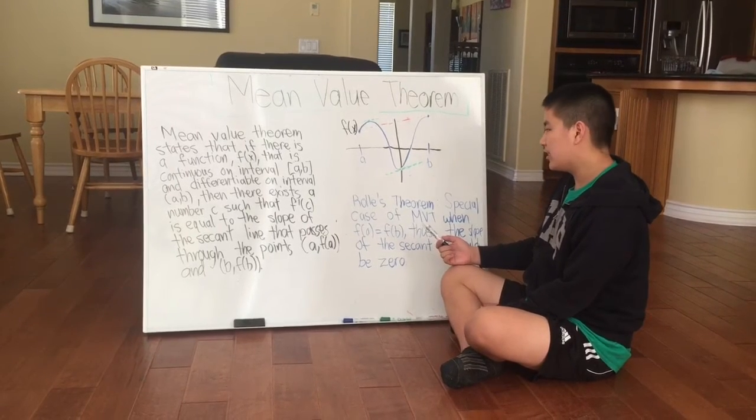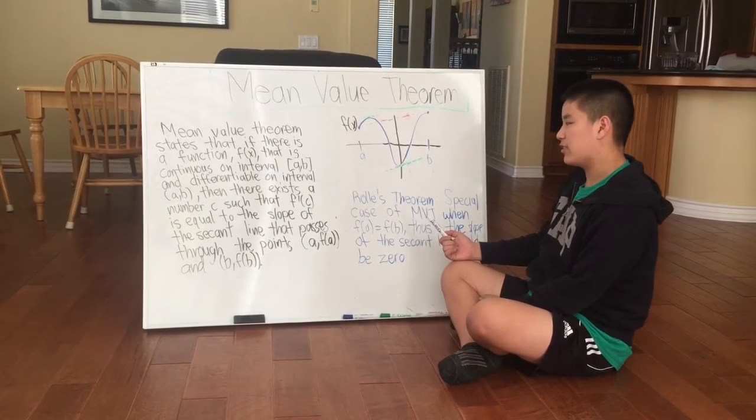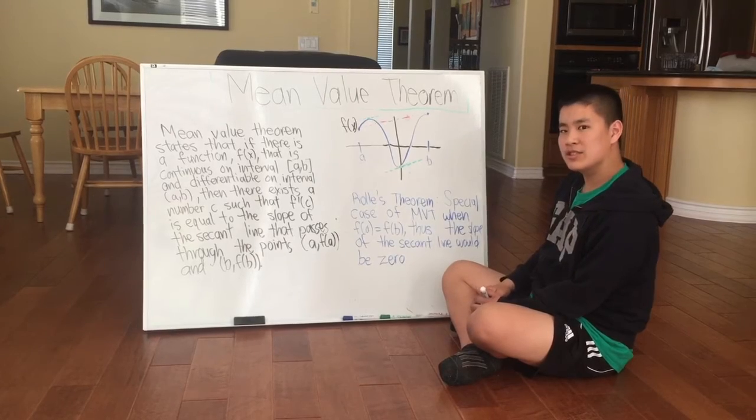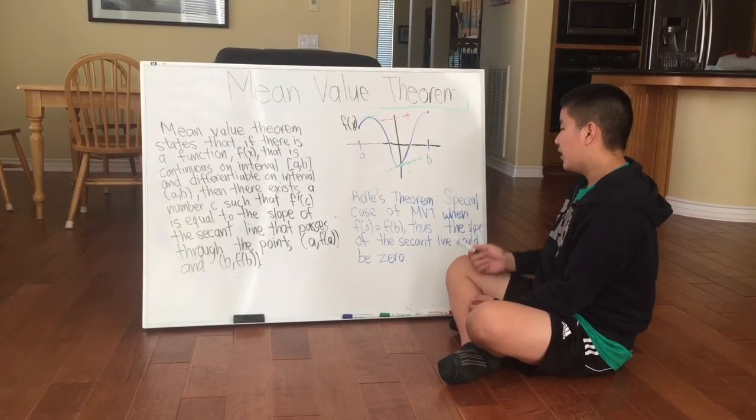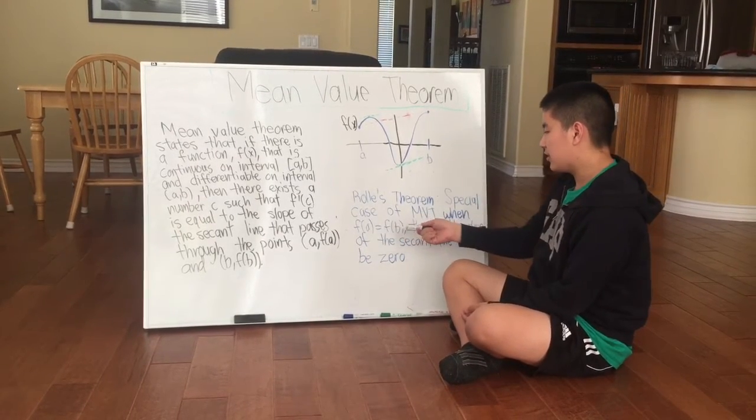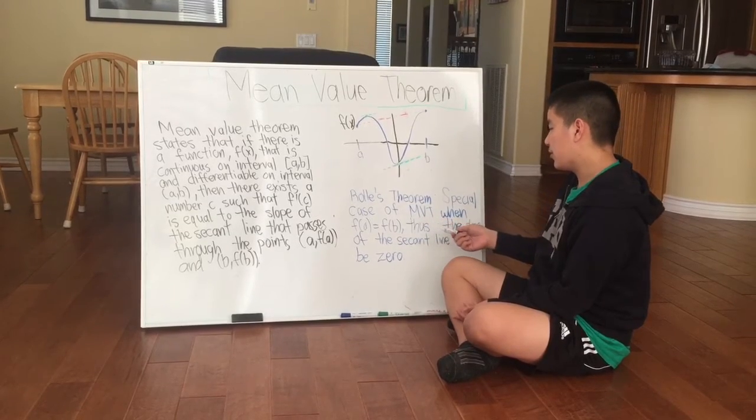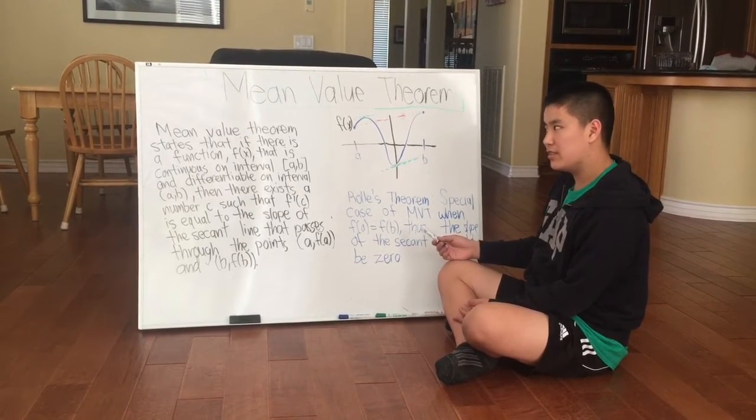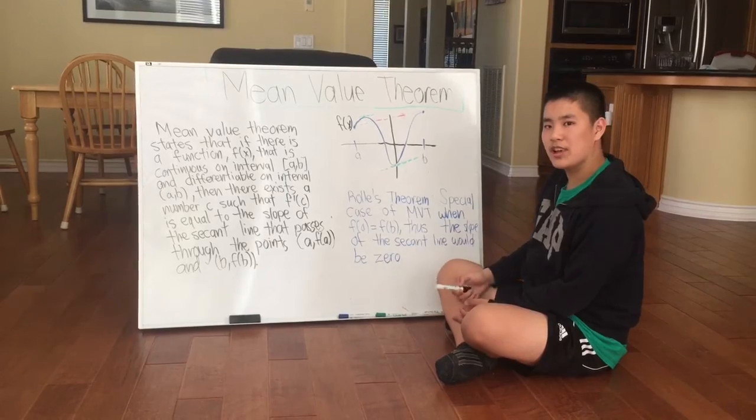In order to prove mean value theorem, we need to use a special case of mean value theorem called Rolle's theorem. Rolle's theorem basically states that if f of a is equal to f of b and the slope of the secant line would be equal to 0, mean value theorem would still apply.